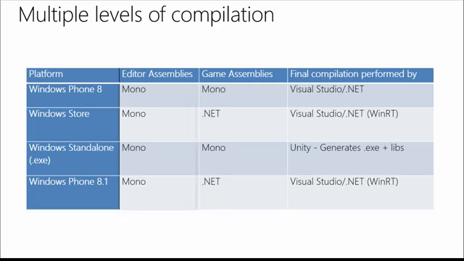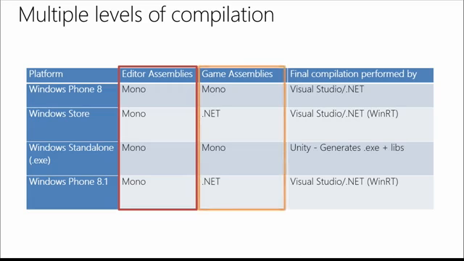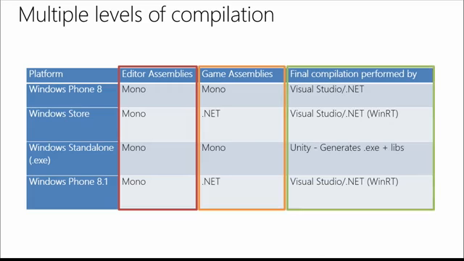Multiple levels of compilation. In the editor, Mono, as I mentioned. Seems simple enough. When you then export your project from Unity, as Jason will show you later today, to bring your game to Windows, those game assemblies are generated by either Mono or .NET, varying by case. Then, let's say you compile your Visual Studio project, or if it's a Windows standalone build, Unity will actually compile that for you.